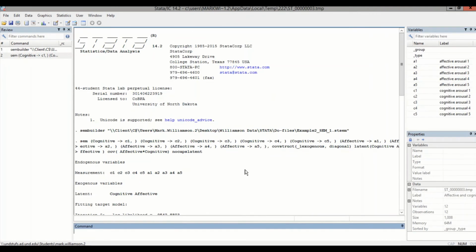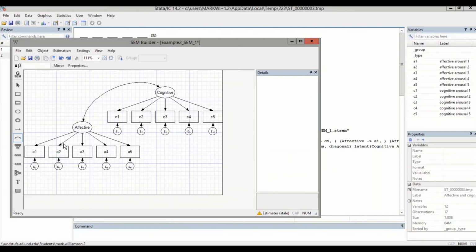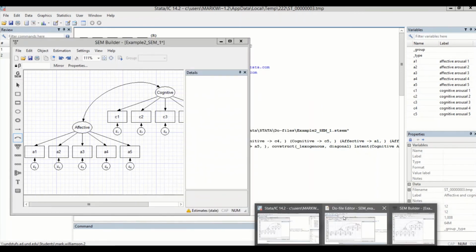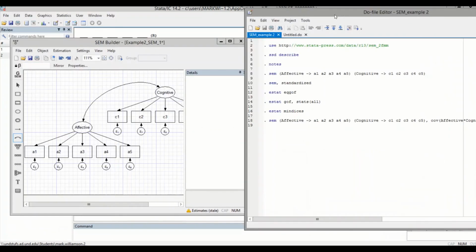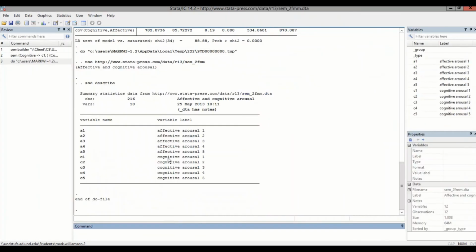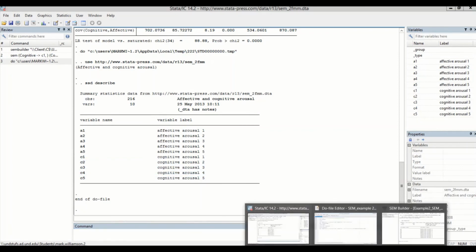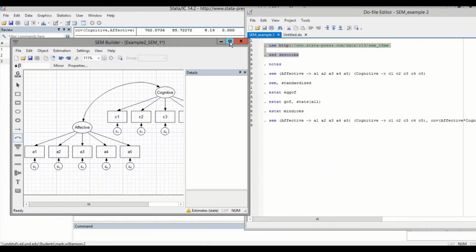Okay, finally, we're going to look at one last example. I'll show you both the path diagram, which we have here, and also the do file, which has the scripts. So let's just run describe so we understand what's going on here. This data has 10 different variables, A1 through A5, C1 through C5, and these are different measurements of affective arousal, 5 different kinds, and then 5 kinds of cognitive arousal.